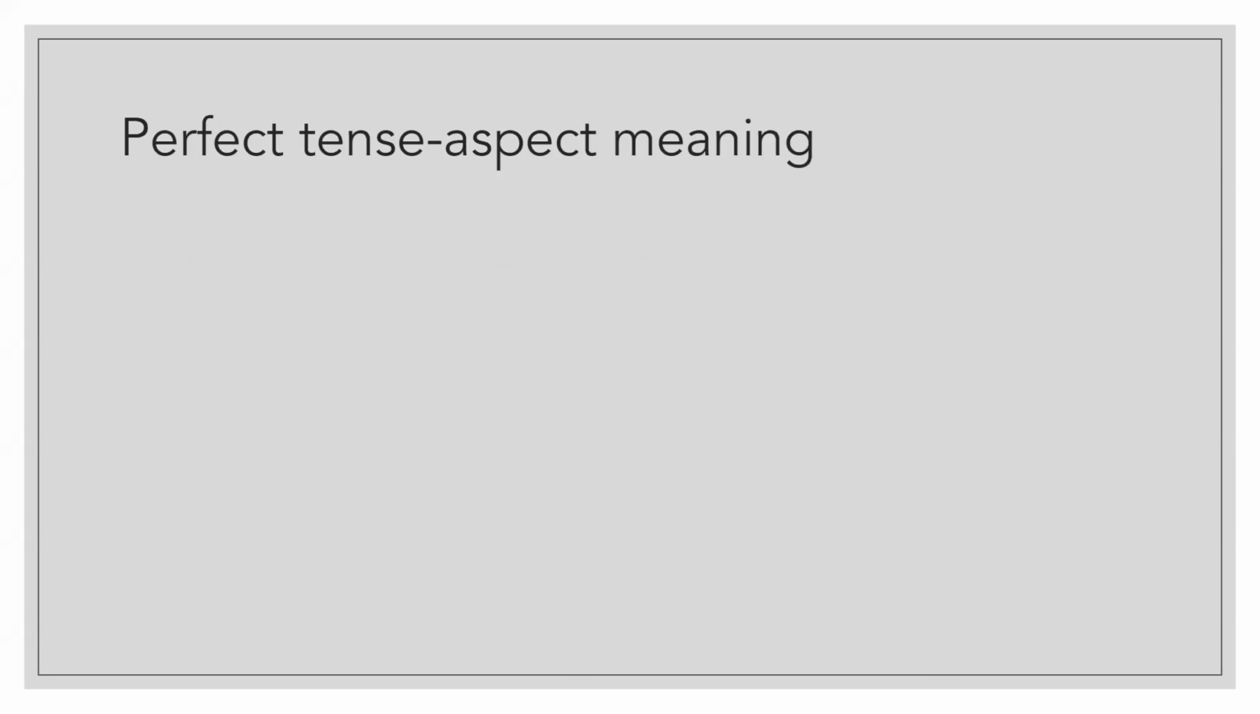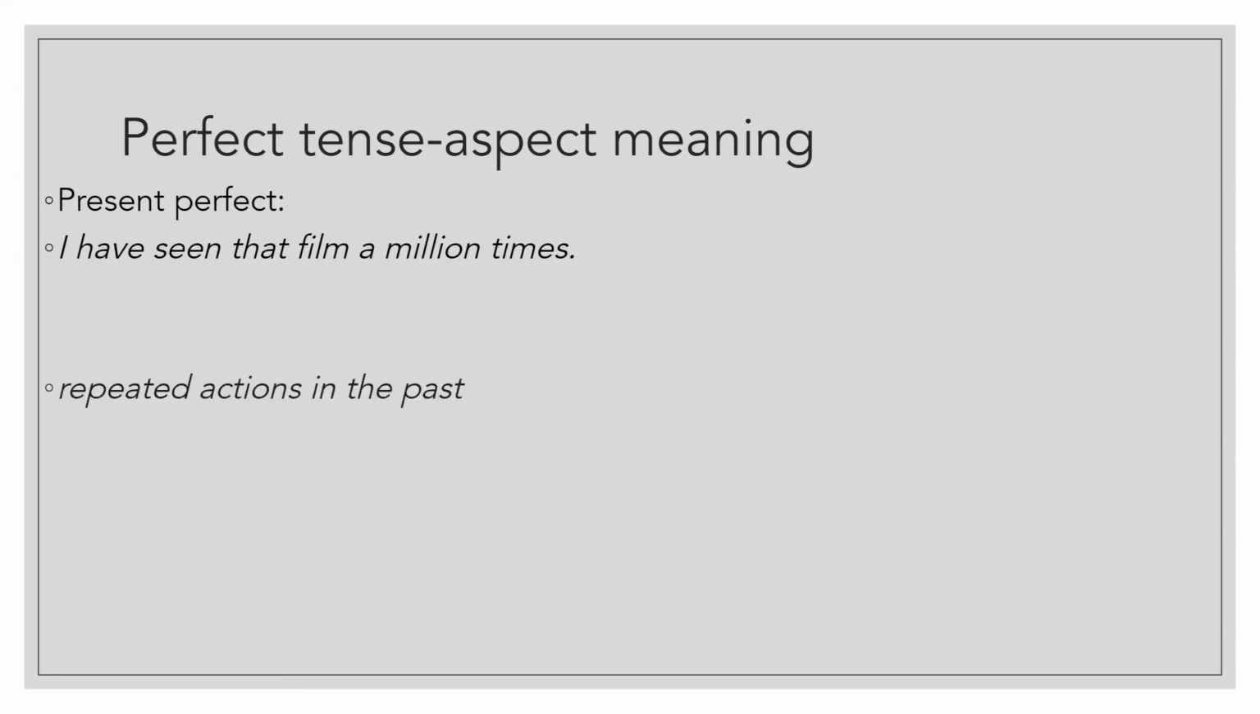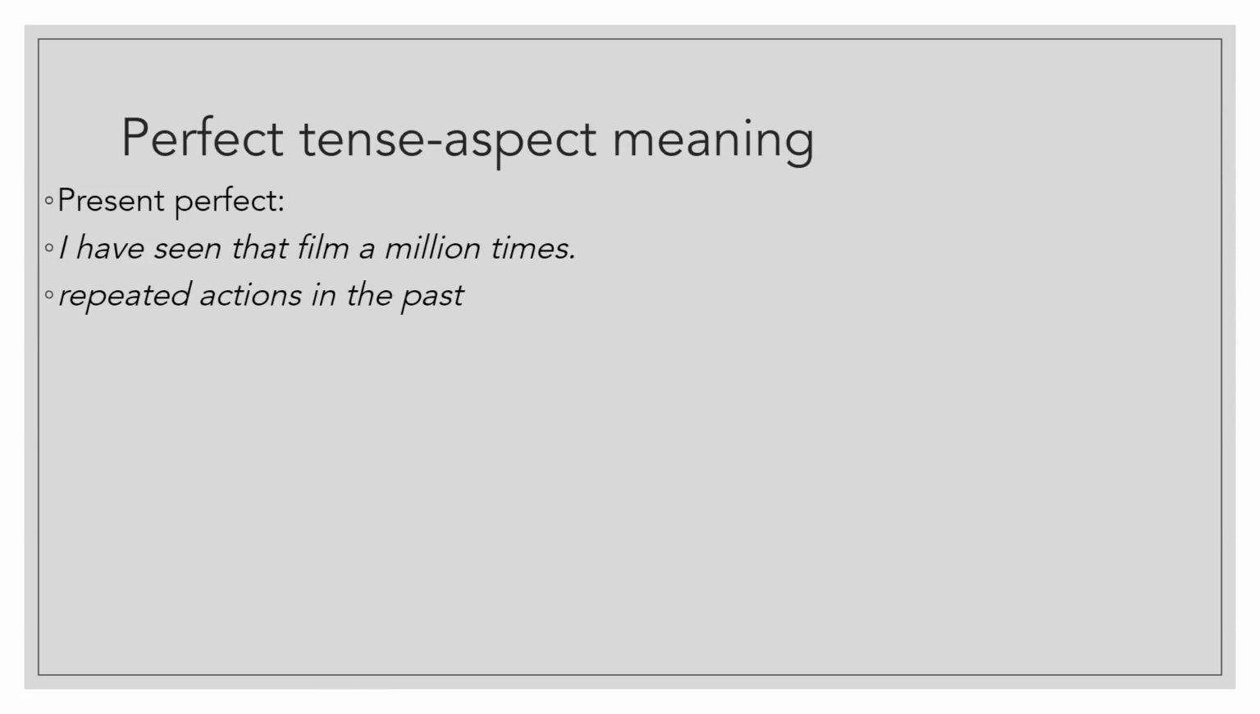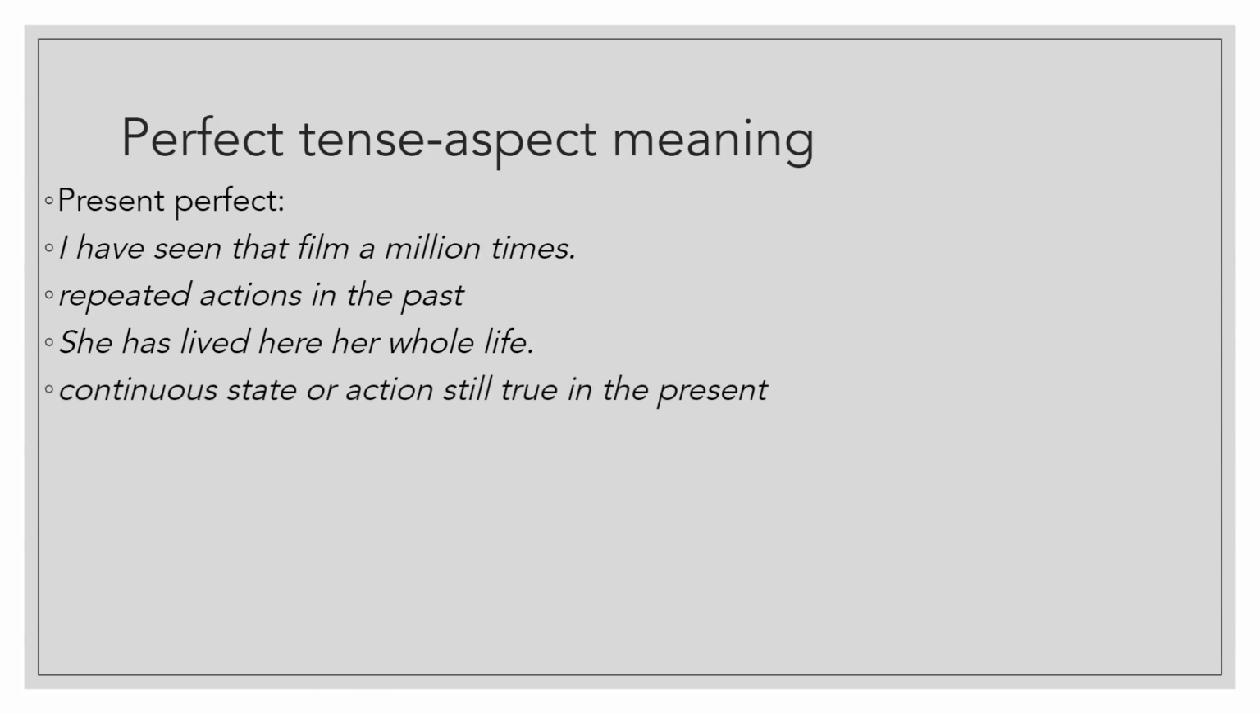What is the meaning of perfect when we say present perfect? If you say, I've seen that film a million times, what's the difference between saying that and saying, I saw that film a million times? Well, when I say I have seen, it conveys the idea of repeated actions. Not just I saw that film last night, but I have seen that film many times. It's a repeated action. She has lived here her whole life, not just she's living here right now, right? But this continuous state of action.